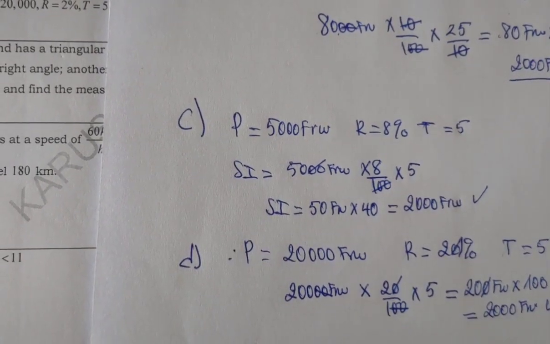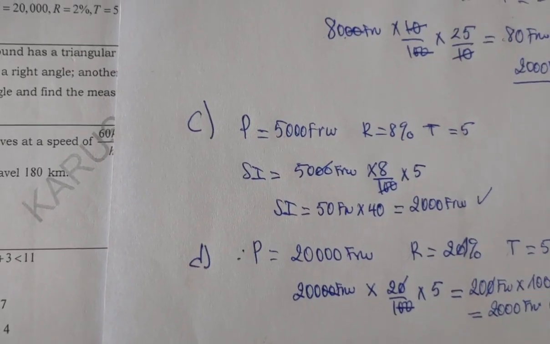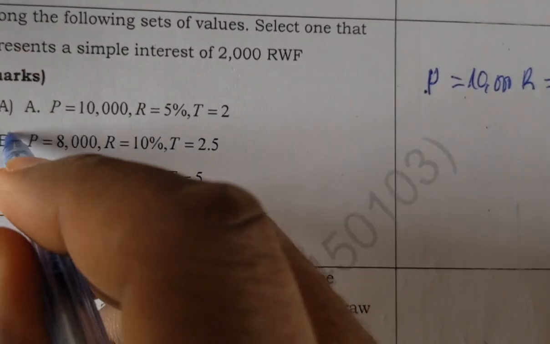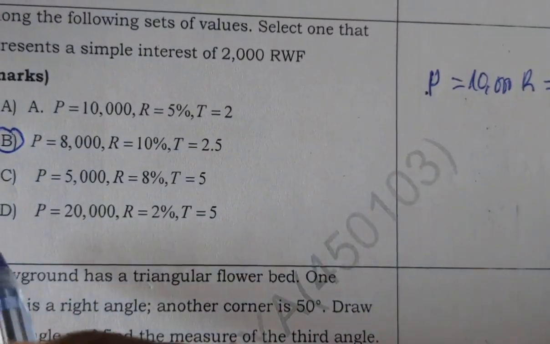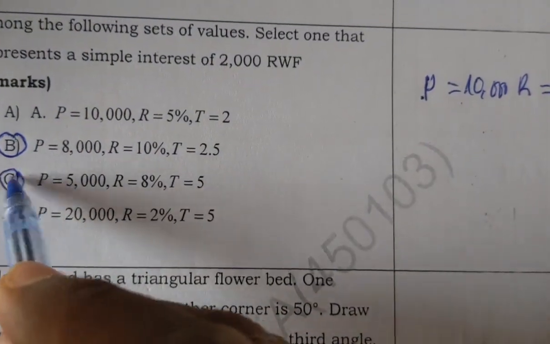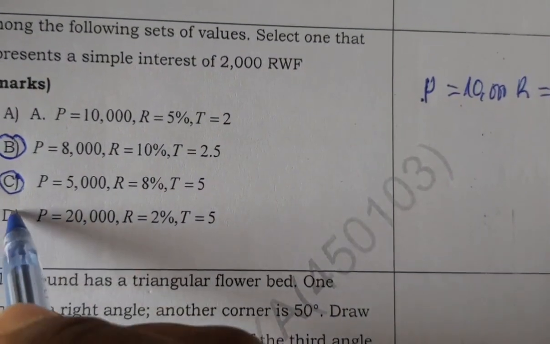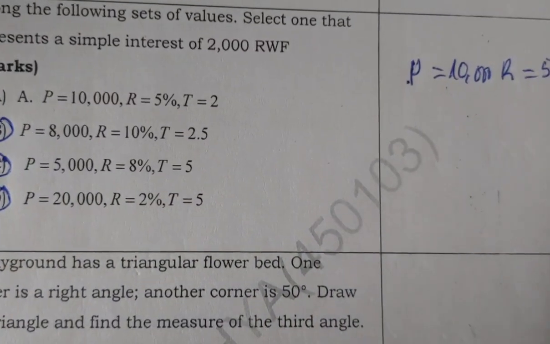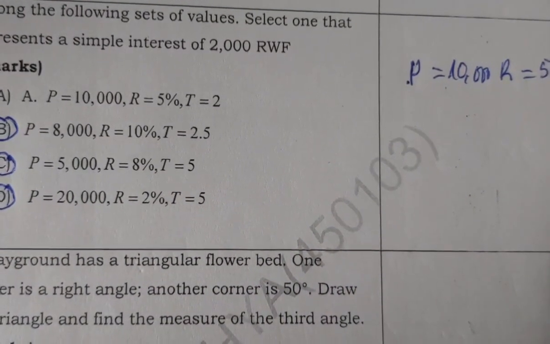And then on my question here, to say the correct choices are 3. Choice number B is correct, and also choice number C is correct, and also choice number D is also correct. To mean the correct answers are 3 choices.